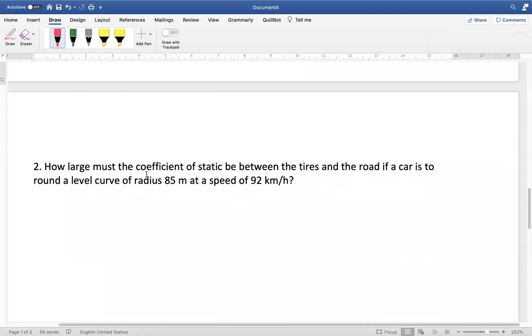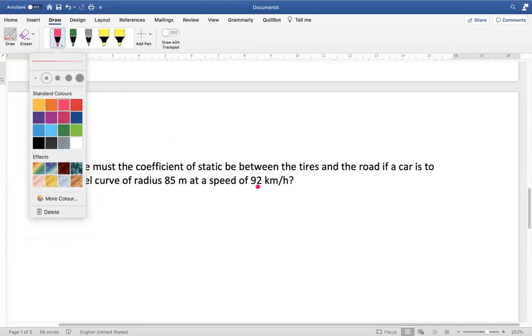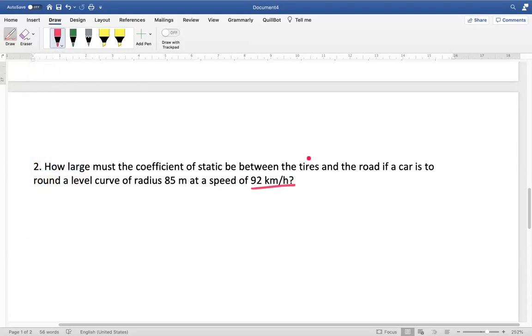How large must the coefficient of static friction be between the tires and the road if a car is to round a level curve of radius 85 meter at a speed of 92 km per hour? When you are given the speed like this, you have to convert to SI unit. Don't use it as it is. Please always convert. When you convert, you will get marks for conversion. It will not let you miss marks if you convert. So how do you do that? You want to convert kilometer to meter, and hour to seconds. So that's your SI unit.